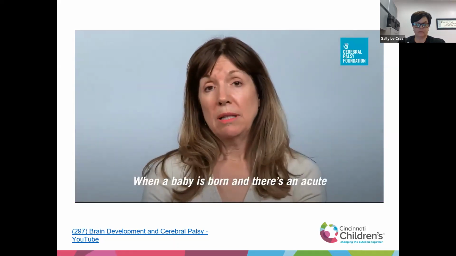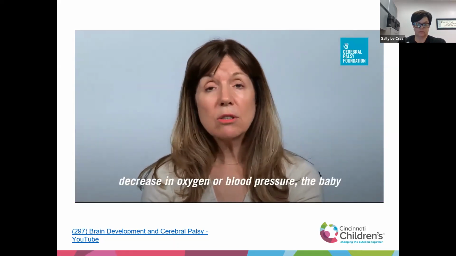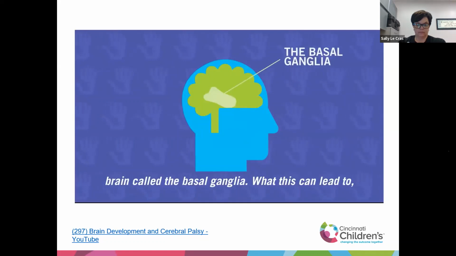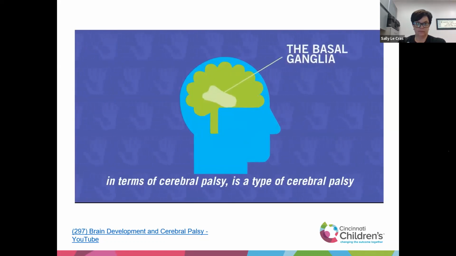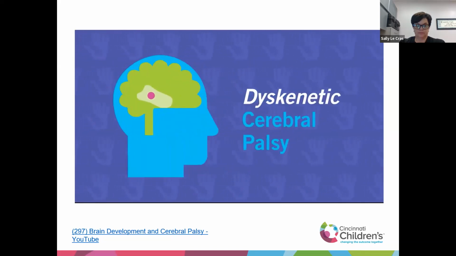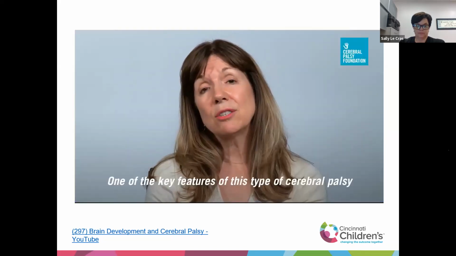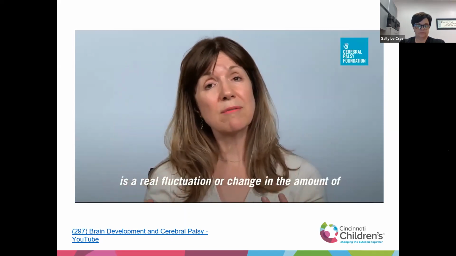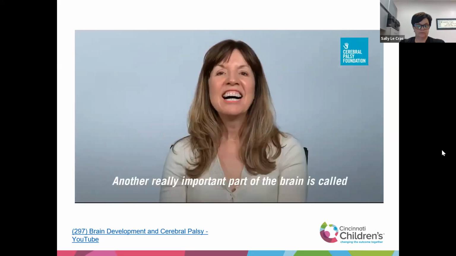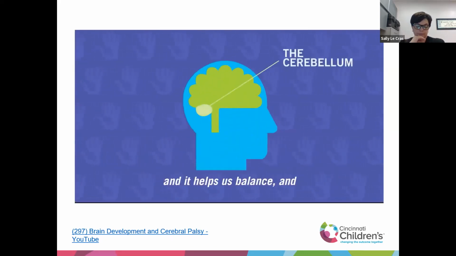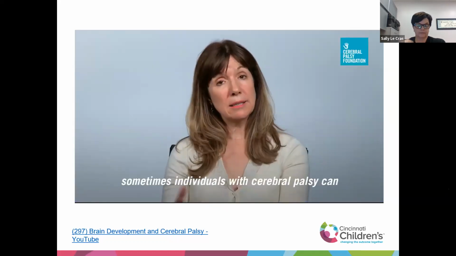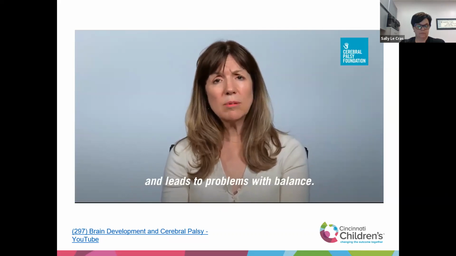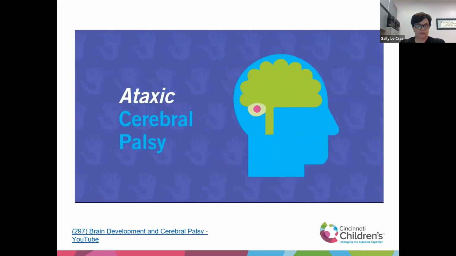When a baby is born and there's an acute decrease in oxygen or blood pressure, the baby sometimes injures a really important part of the brain called the basal ganglia. What this can lead to is a type of cerebral palsy called dyskinetic cerebral palsy. One of the key features of this type is a real fluctuation or change in the amount of stiffness in the arms and the legs. Another really important part of the brain is called the cerebellum, and it helps us balance. Sometimes individuals with cerebral palsy can have an injury that involves the cerebellum and leads to problems with balance. We call that ataxic cerebral palsy.